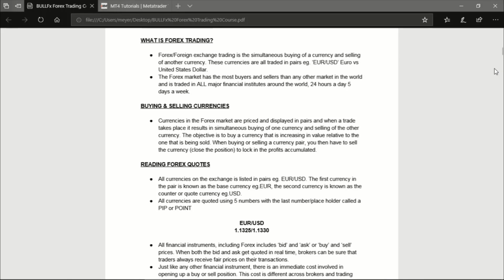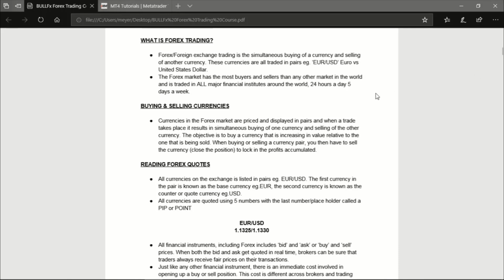So, we went over that currencies are bought and sold simultaneously. When trading forex, if you were to analyze a forex chart, you would see that if a chart is going up, or increasing in value, and that chart, for example, is Euro USD, then the Euro would be increasing in strength relative to the United States dollar, which would then be decreasing in strength compared to the Euro.